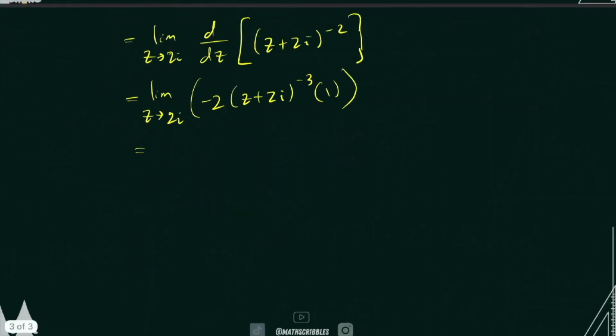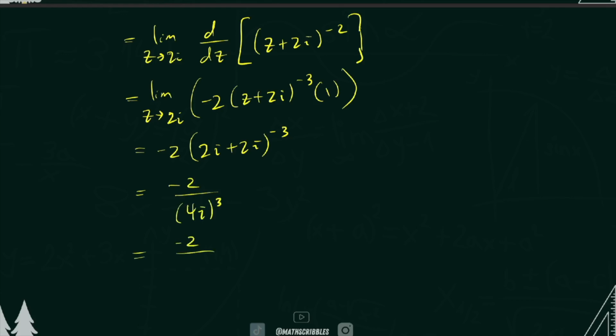Awesome. So now let's plug in 2i. This is -2 times 2i plus 2i to the power of -3. We can simplify this. This is -2 over 4i cubed, or -2 over 64 i cubed. And i cubed is going to be -i. So this is -2 over 64i. And I can simplify this if I wanted to. I'm going to make it -1 over 32i. Okay, so this is our residue.